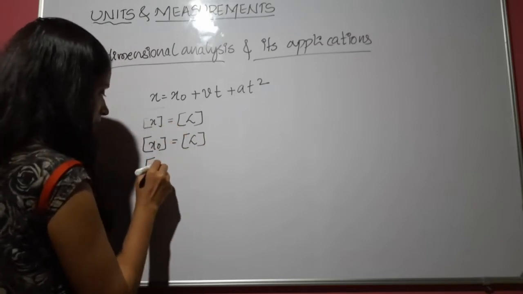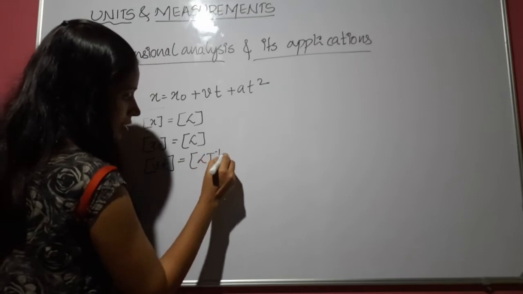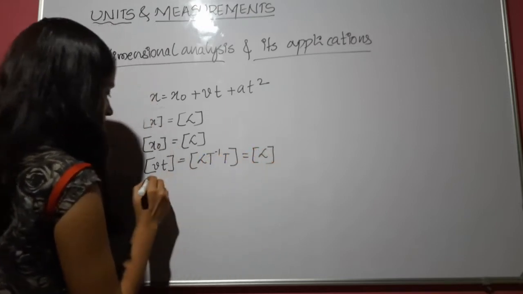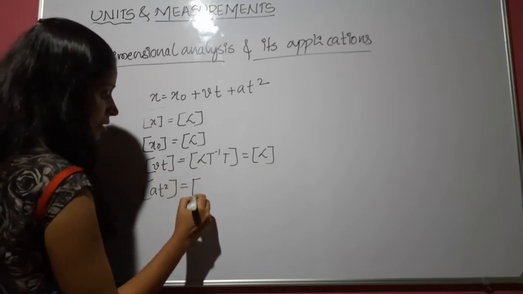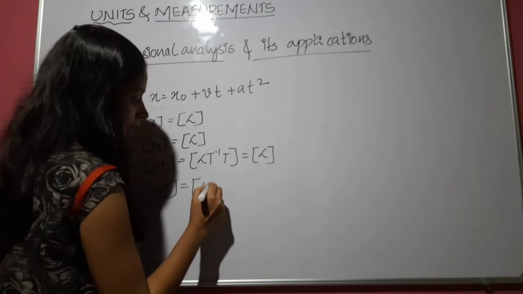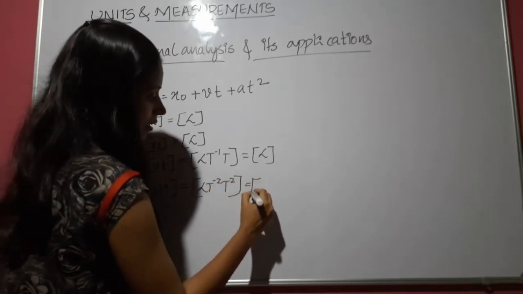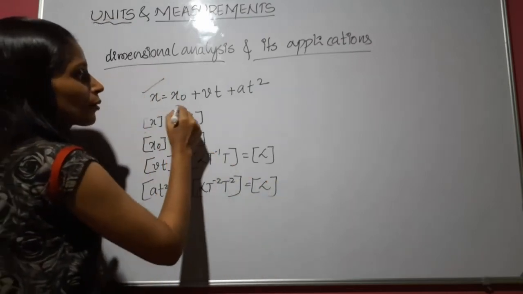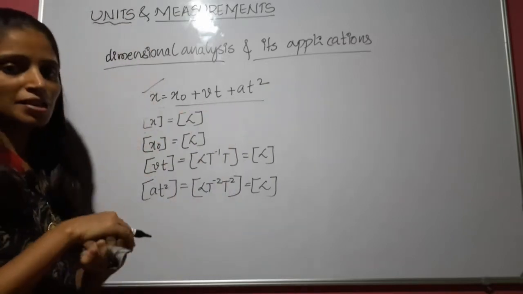So vt. Dimension of velocity is what? L t⁻¹, times t. This is dimension L. Dimension of at square. Dimension of acceleration is what? L t⁻², times t square. This is L. So LHS is equal to RHS. So this equation is dimensionally correct.